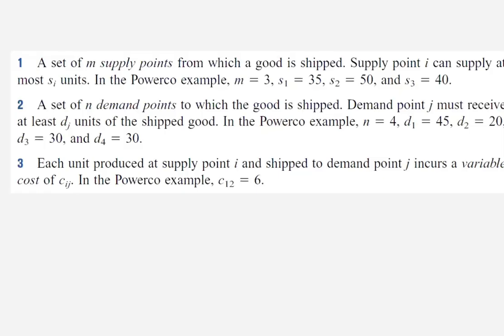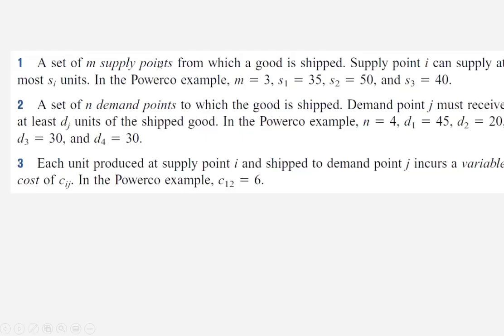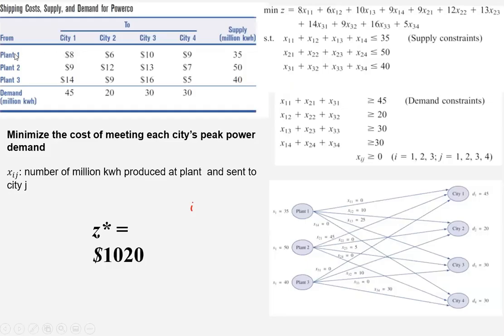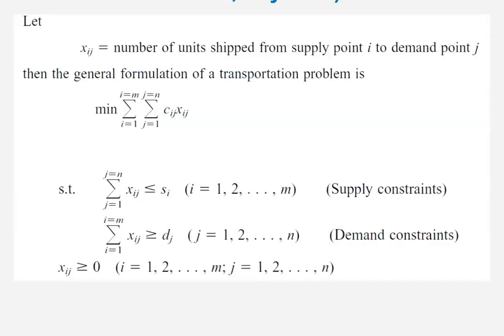Each unit produced at supply point I and shipped to demand point J incurs a variable cost of Cij. Those Cijs were given in that table, 8, 6, and so forth. As you see, C12 was $6. So with that, the transportation model is going to look like that. You can read this better now with the examples that we just formulated. You should have an easier time reading this.